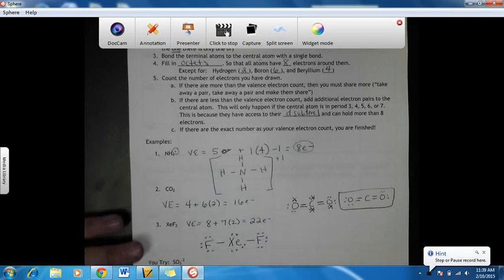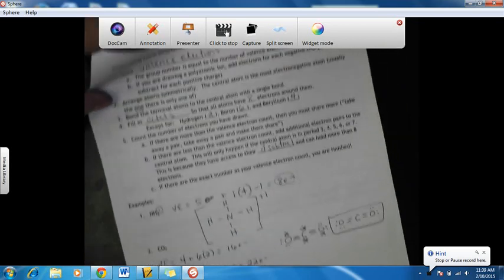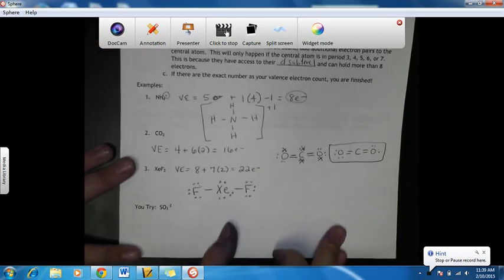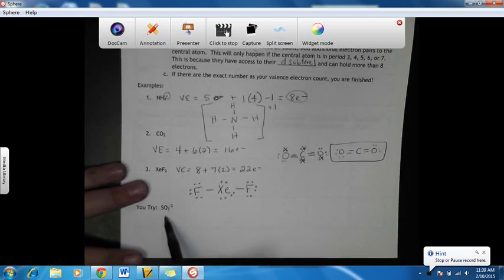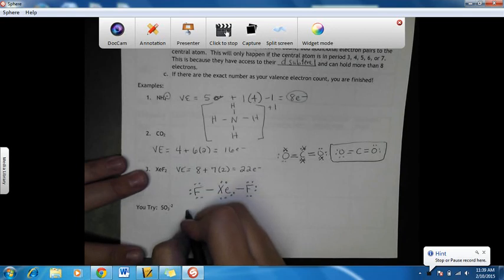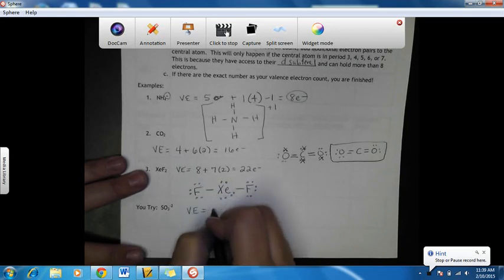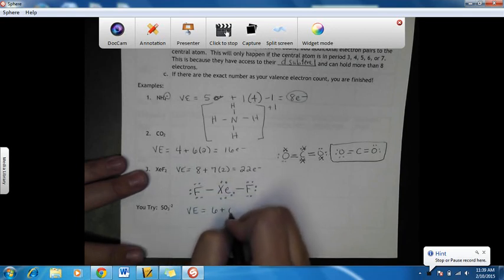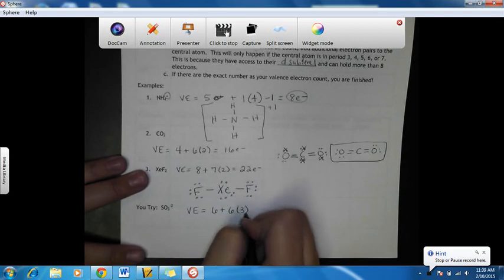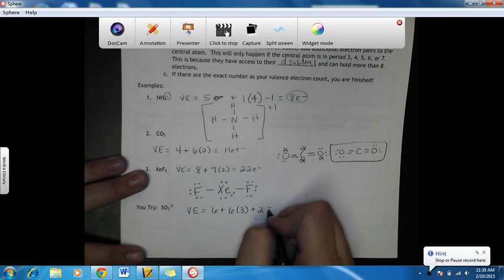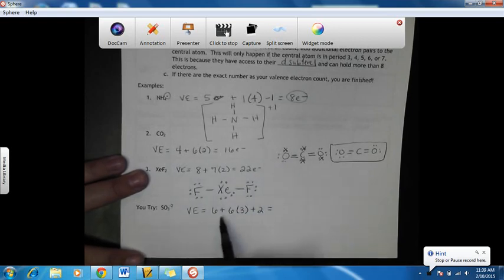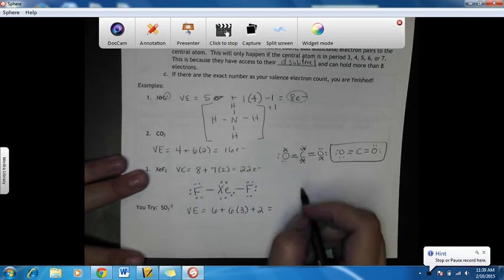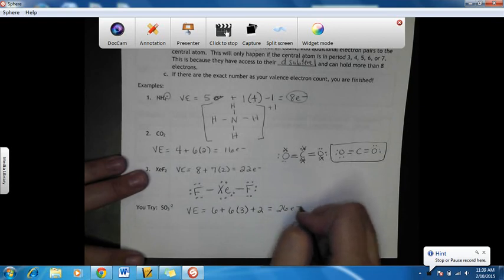Okay. So I want you to try the next one, sulfite ion. So pause the video, you attempt to do this one, and then unpause it, and I'll go through it. Alright, so we have valence electrons. We have 6 for sulfur, plus 6 for each oxygen, which we have 3 of. And then we have to add 2 more electrons to that -2 charge. And so that gives us 26 electrons.